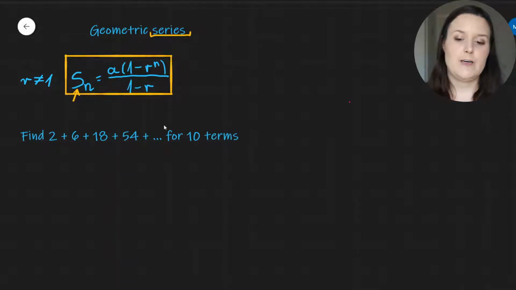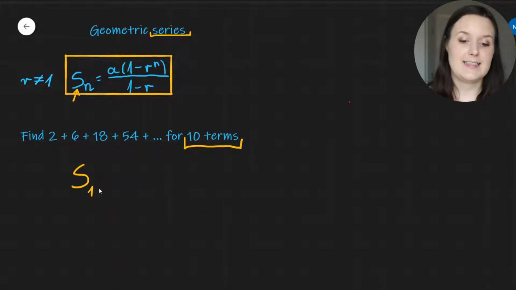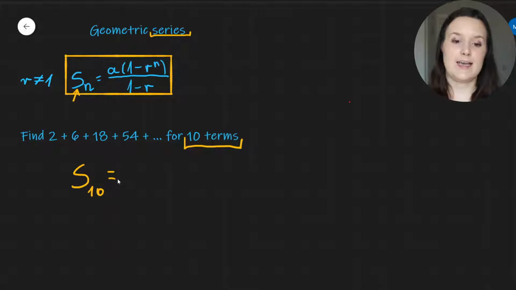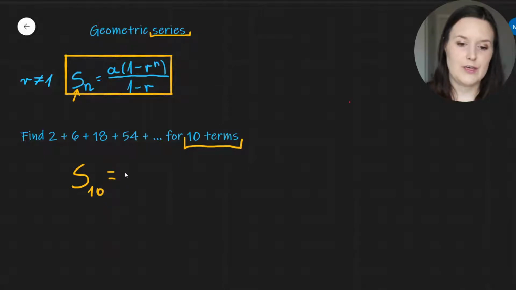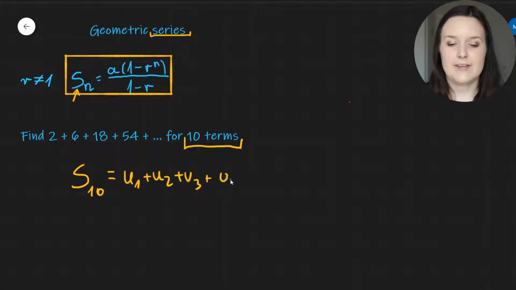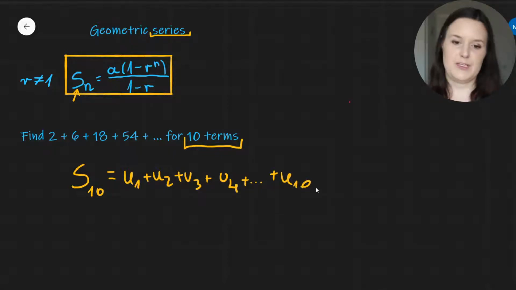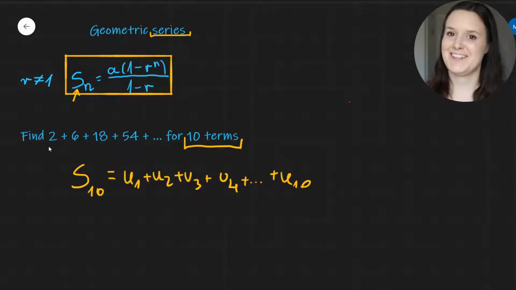So, for example, if I want to find the sum of 10 terms, that means that I want to find S10. That means that I take the first 10 terms and I add them up. So I do u1 plus u2 plus u3. I can't even list them all, it's too time consuming. So that's not what I want to do, if I don't want to just list them all and add.